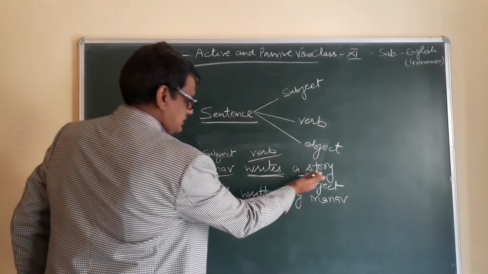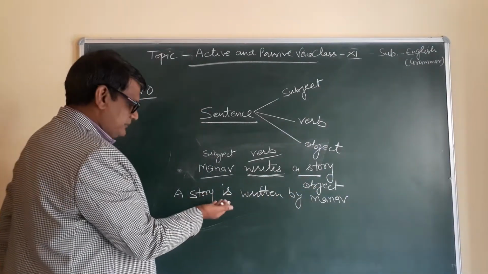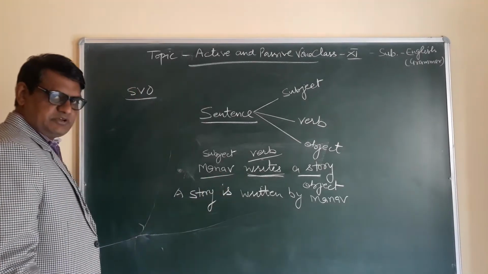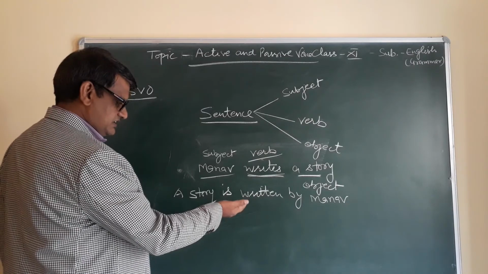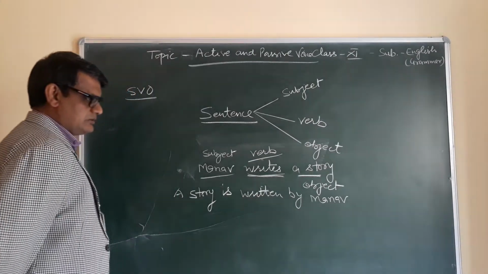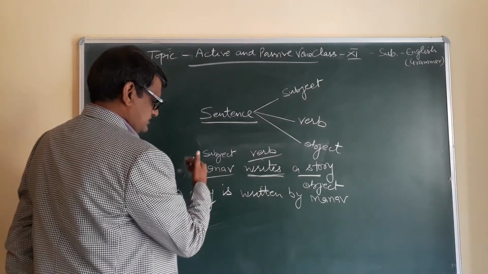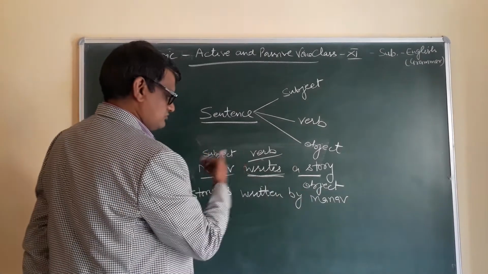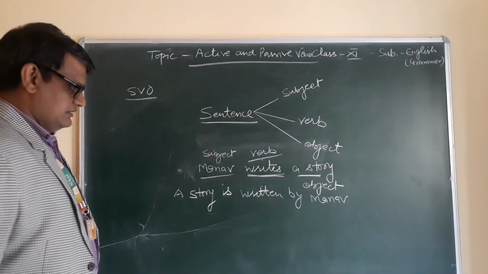First of all, you will change the object into the subject. Then you will write the helping verb according to the tense. In simple present tense, is, am, are are used while changing into passive form. Then you will use the past participle form of the verb. Then you will write by, and then you will write the object. The subject you will make the object. So, a story is written by Manav.